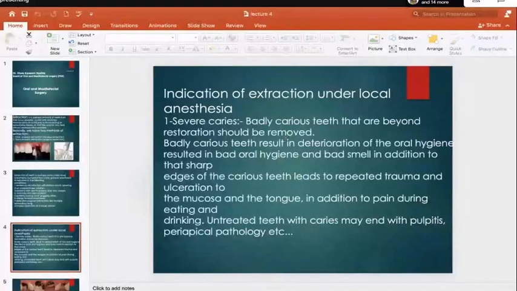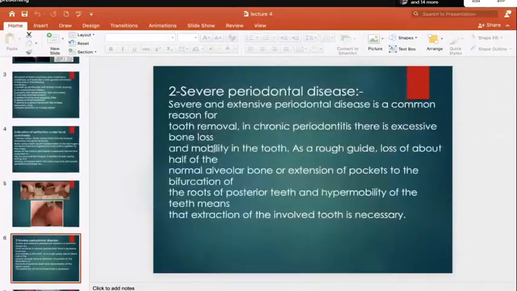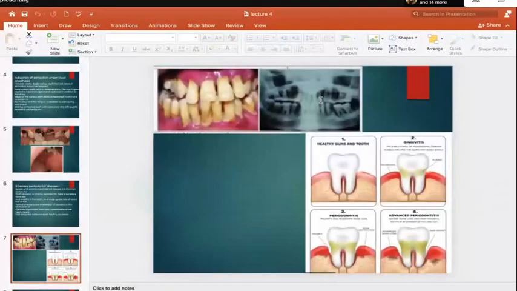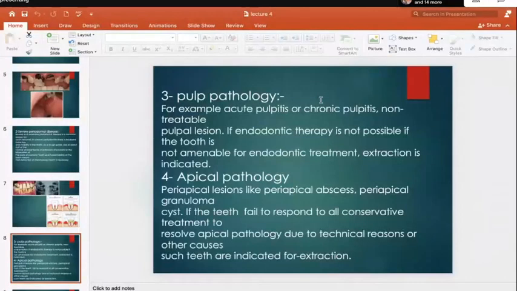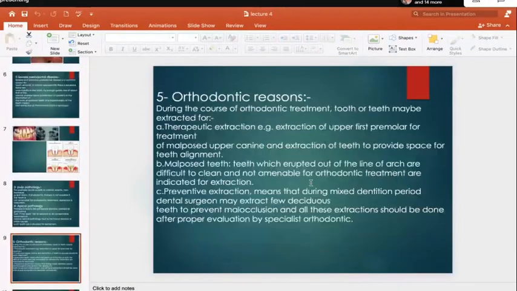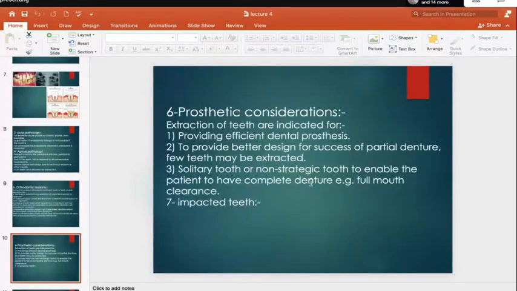Indication of extraction under local anesthesia. Indications include sharp caries like this, severe periodontal disease, pulp pathology, apical pathology, orthodontic reason, prosthetic consideration.